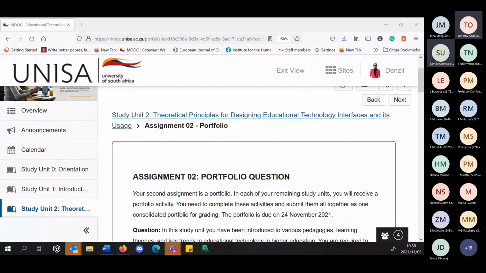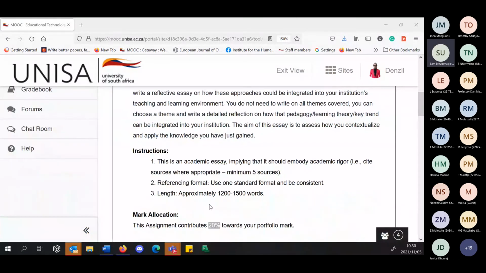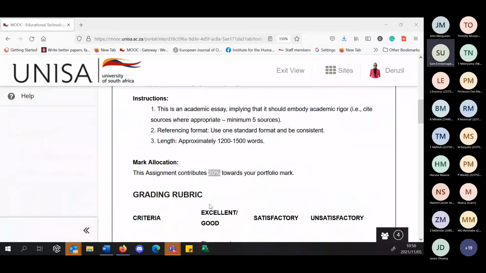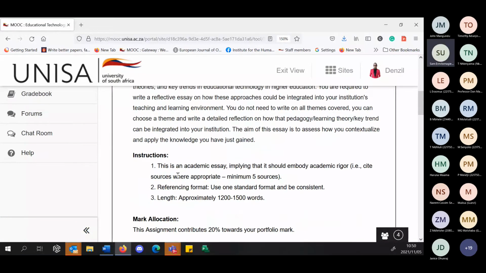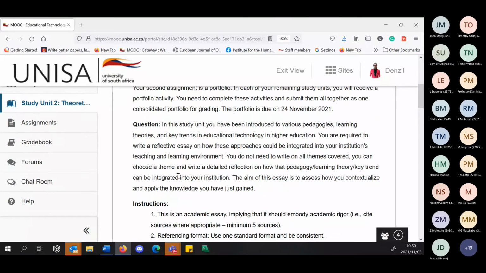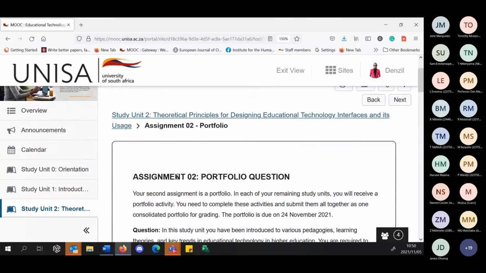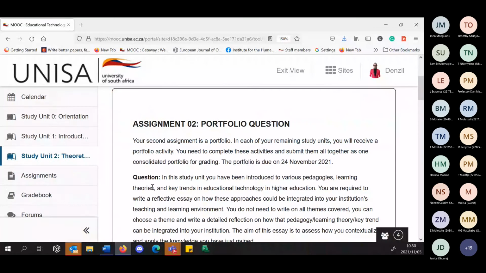Okay, so remember, you covered the pedagogies, the learning theories, you covered open praxis, you covered gamification, and you covered big data. So what I want you to do is to pick any of those five and reflect on it critically. Reflect on it and write what it means for you in your own institution, specifically in your teaching and learning environment. Your requirement here is similar to the last one, 1,200 to 1,500 words.